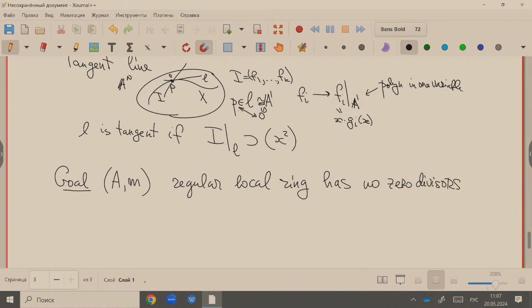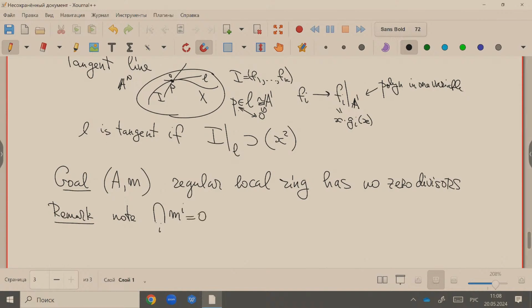Surprisingly, regular local rings behave much better. First of all, there is an operation of completion. This will not be proved. So remark that we have proved that the intersection of m^i is equal to 0.